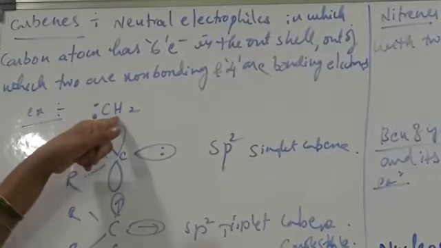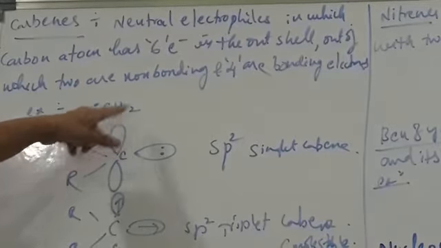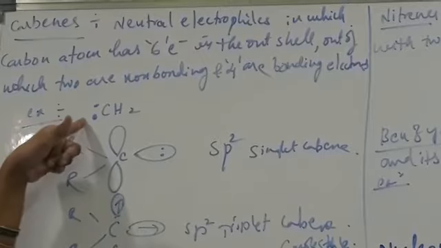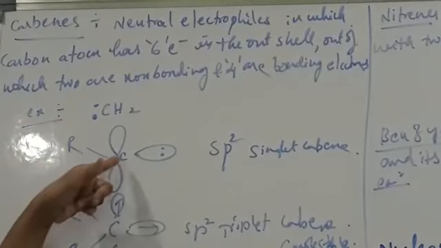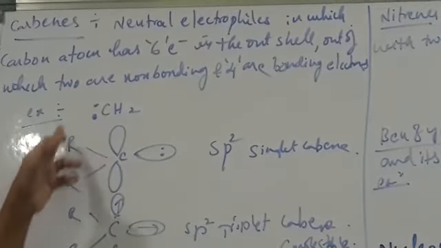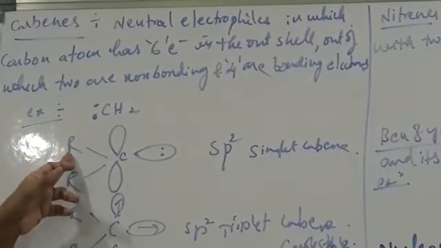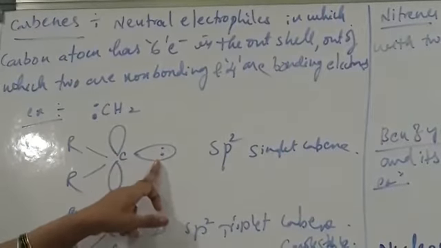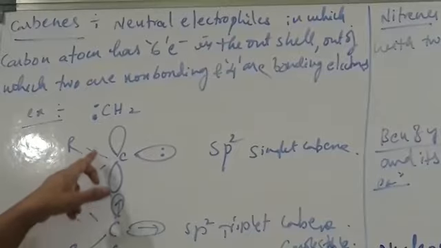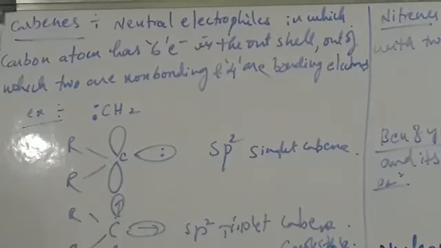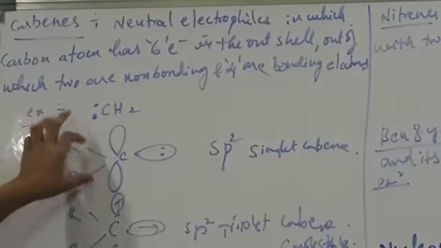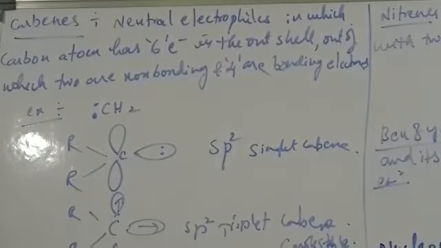Then 4 are bonding electrons. For example, methylene, a carbene, CH2 with a lone pair of electrons. If 2 alkyl groups are there, it is another carbene with a lone pair of electrons. Each single bond is equal to a pair of electrons, so 4 are bonding electrons and 2 are non-bonding electrons.